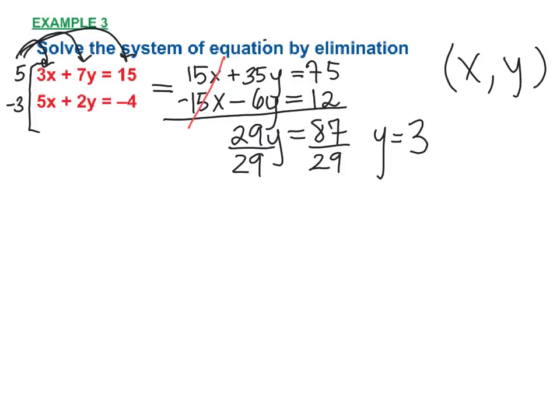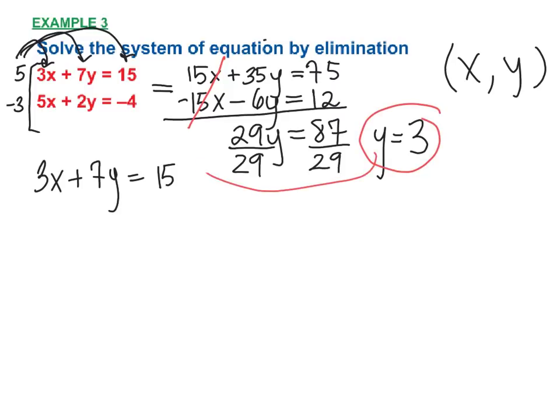So I have my y value. So now plug that back into one of your original equations, and it doesn't matter. I mean, you could plug it back into either, and you should get the same answer. So I'm just going to do the top one. So I have 3x plus 7y is equal to 15. I have a y value, so I'm going to take this y value and plug it in, substitute it. 3x plus 7 times 3 equals 15. And now I only have one variable, and I can solve for x.